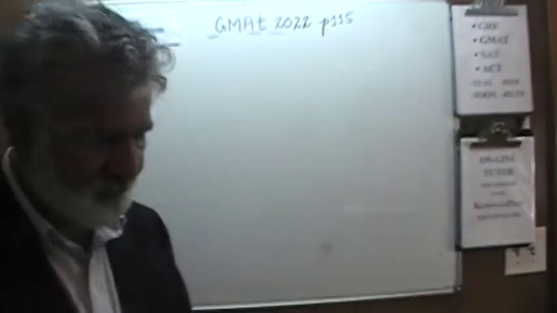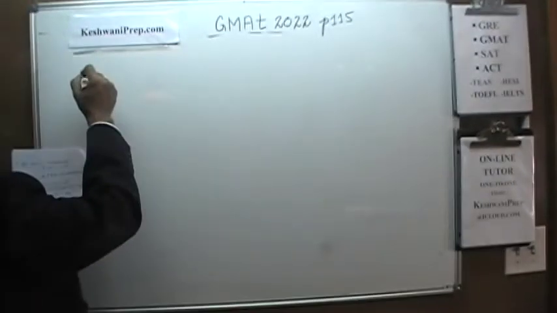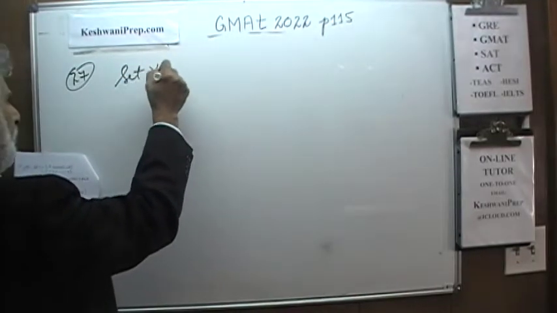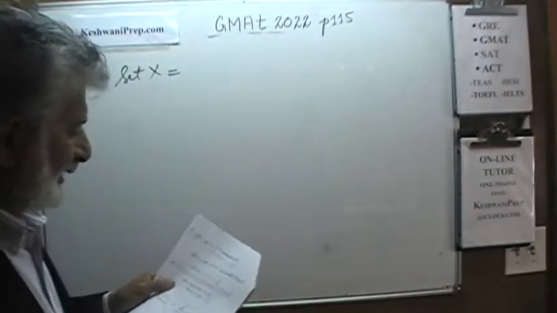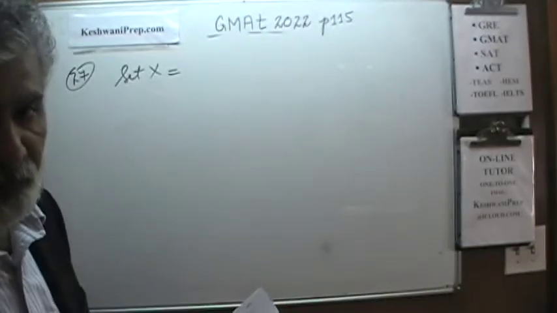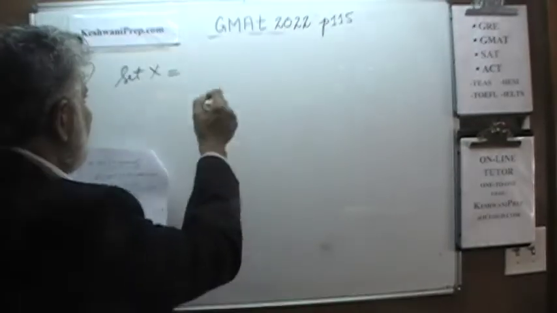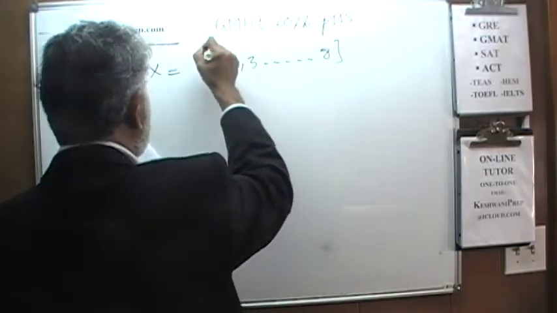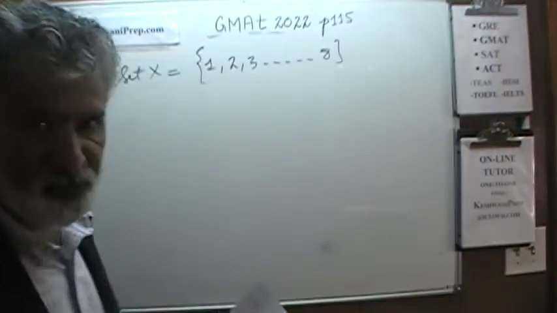On 27 we are told that we have two sets actually. Set X, which is made up of 8 consecutive numbers. So we're going to make up 8 consecutive numbers: 1, 2, 3, all the way up to 8. This is our set X. They didn't give it to us, we just make it up. Just make up any 8 consecutive numbers. Don't try to be fancy.